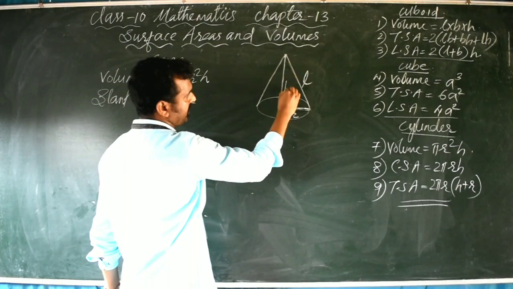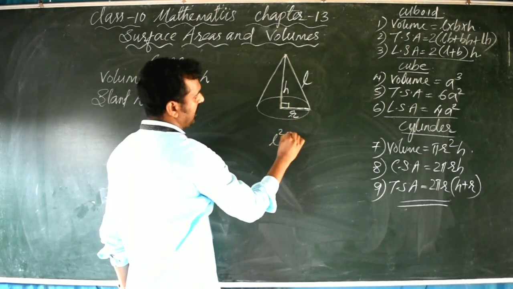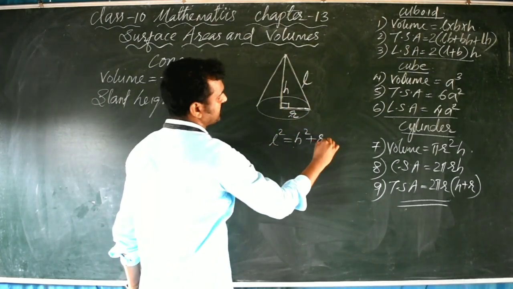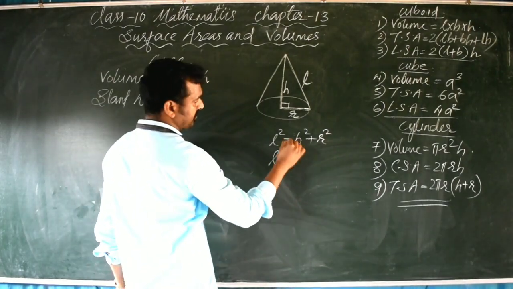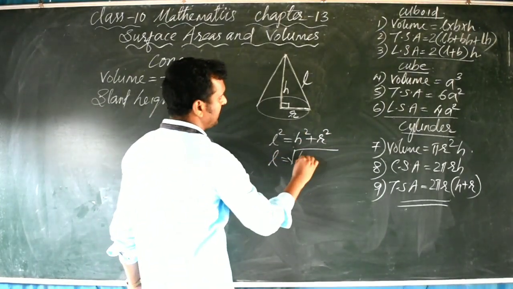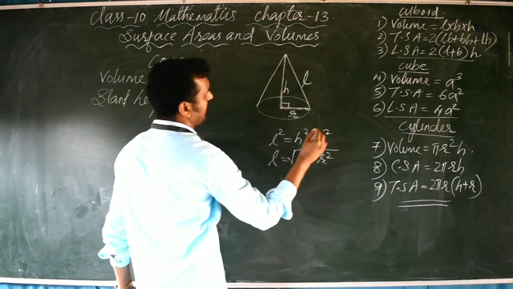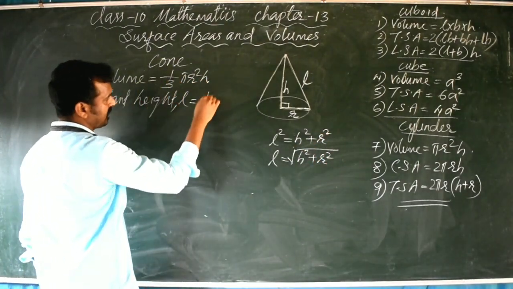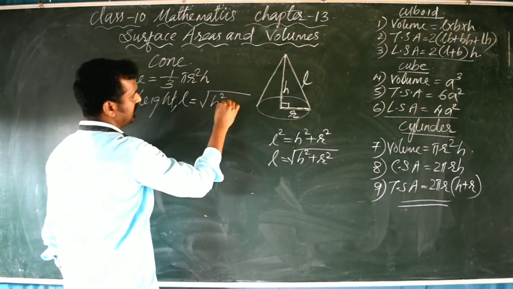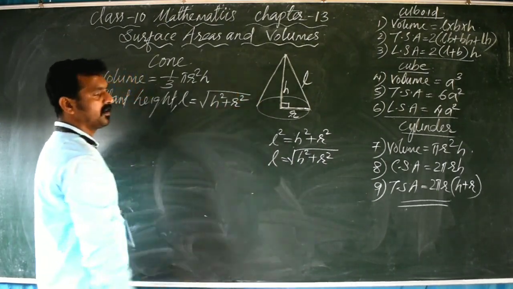Hypotenuse square is equal to perpendicular square plus base square. L square is equal to h square plus r square. L is equal to, square transposing to the right side, it will come square root of h square plus r square. So slant height L is equal to, what is the formula? Square root of h square plus r square.